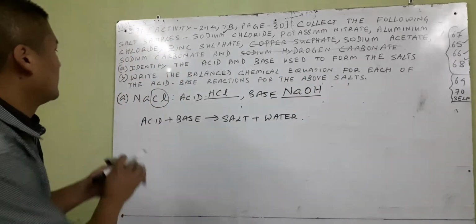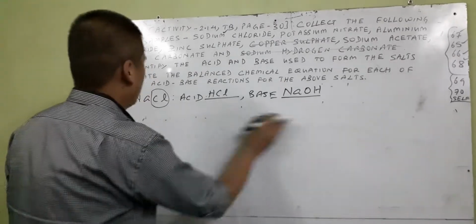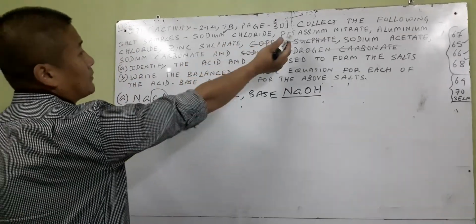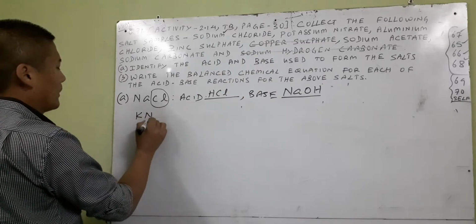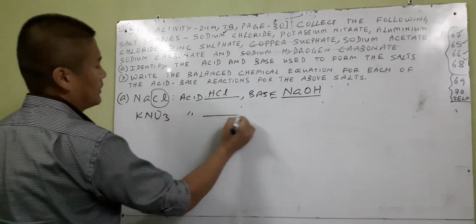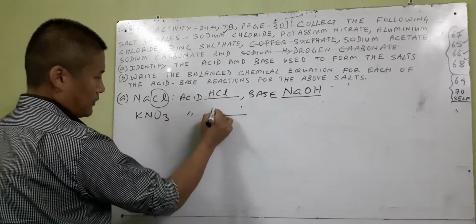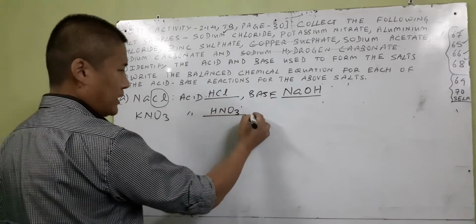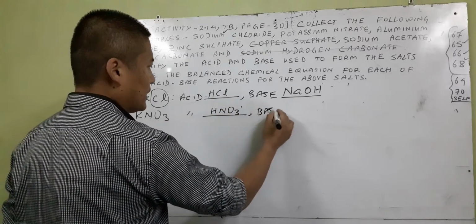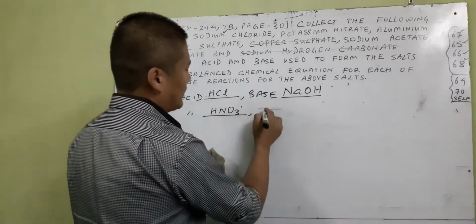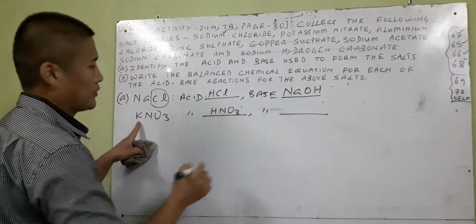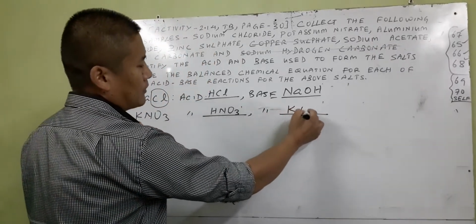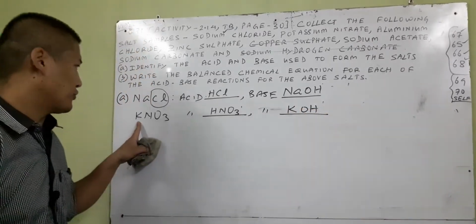So let us continue and do the next salt, potassium nitrate, KNO3. The acid will be from the negative part, which, we remember, is nitric acid, HNO3. The base will come from the positive part, K, so the base having K is potassium hydroxide.